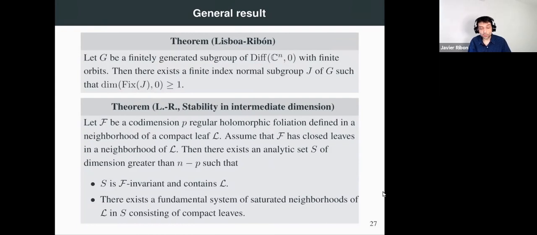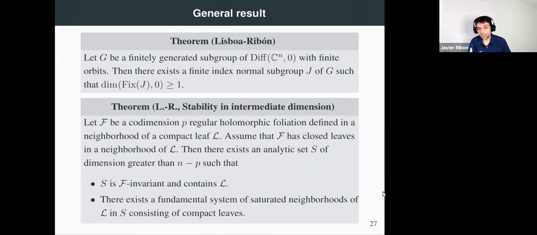And as a consequence, we can go back to the initial problem. If you consider a codimension p regular holomorphic foliation defined in a neighborhood of a compact leaf L, and you assume that the foliation has closed leaves in a neighborhood of L, then there exists an analytic set of dimension greater than n minus p. n minus p is the dimension of L.